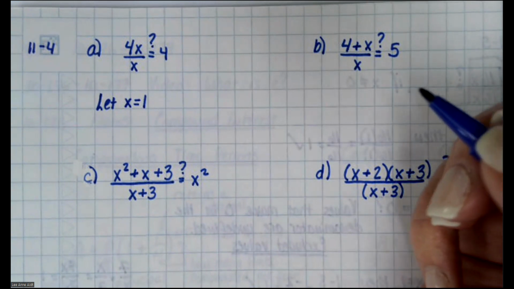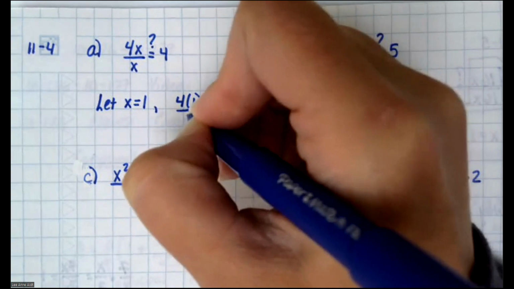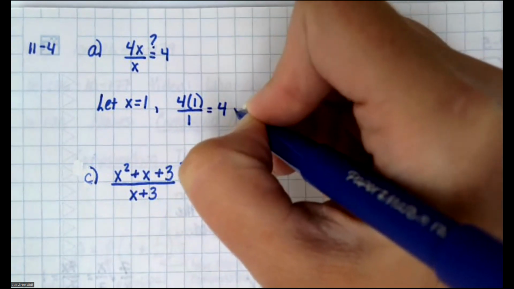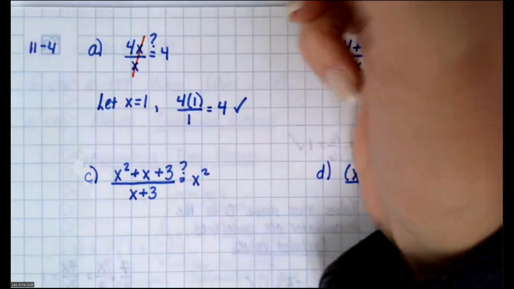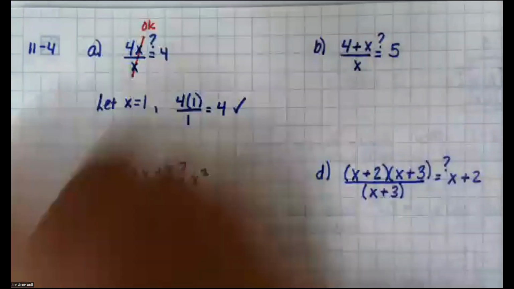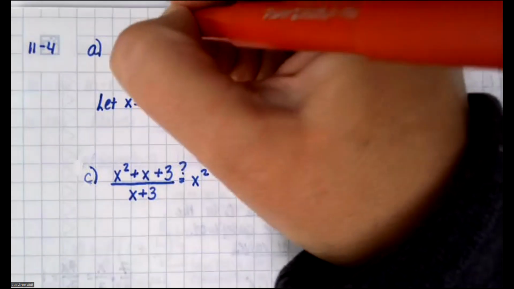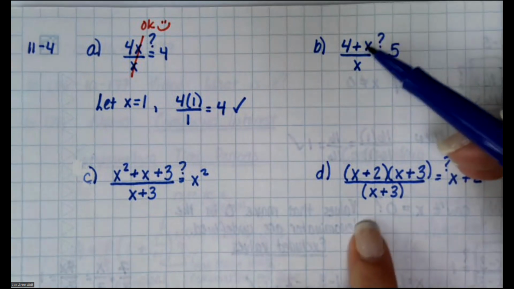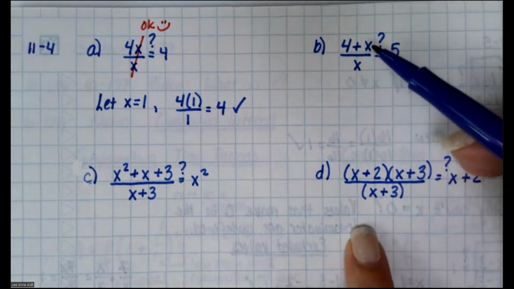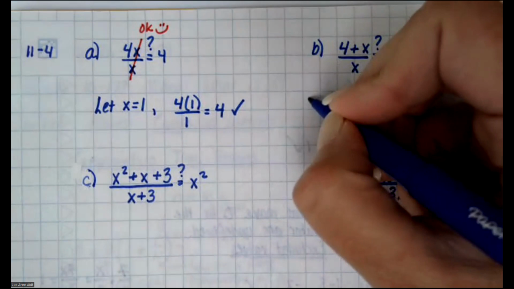Yep, beautiful. 0 is an excluded value in this problem. So let X equal 1. I have 4 times 1 over 1, which is 4. Okay, so this is okay to cross out. Okay, the question here is, does this X over X also make 1? So I would have 4 plus 1 is 5. Going to test our theory.